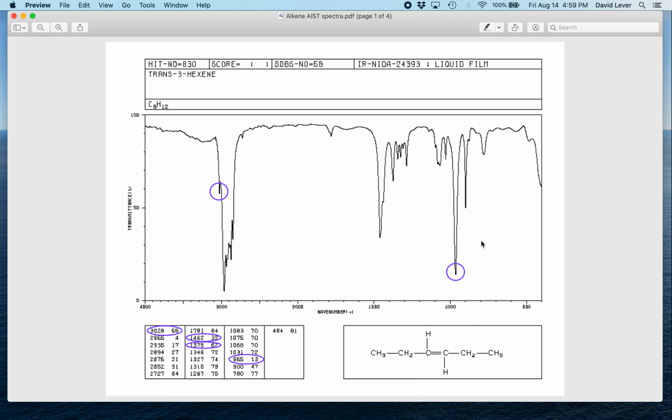And then the vinyl group, which we saw in the previous video, that's the one that has two peaks at 910 and 990. So if you know you have an alkene, the IR can often help you determine what your substitution pattern is on the alkene.